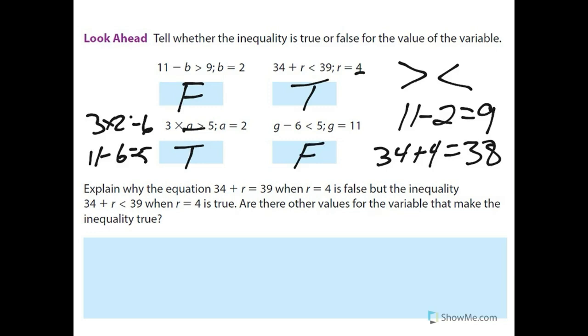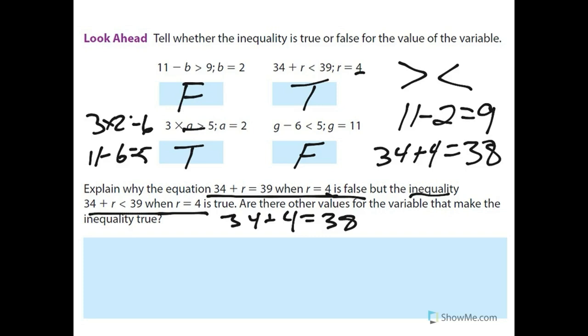So we need to explain why the equation 34 plus 4 equals 39 when r equals 4 is false. Well, why is that false? Because 34 plus 4 is 38. But the inequality 34 plus 4 is less than 39 is true. Are there other values for the variable that make the inequality true?